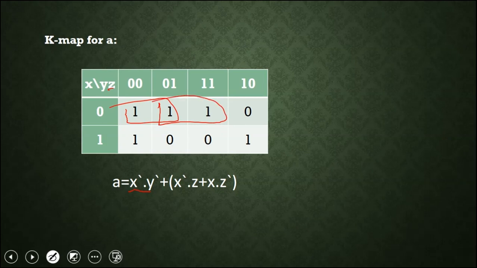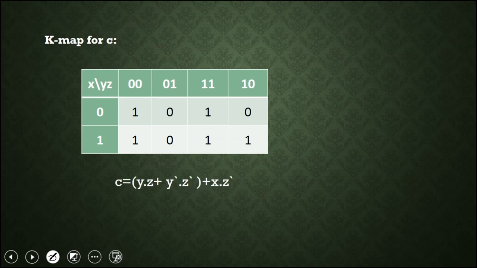Now this will be the second group. Now look for the changing bit again. In this group, it is bit Y. So the resulting logic for this group will be X complement Z. Now this is the last group for the K map for A. Now look for the changing bit in this group, which is Y. So the resulting logic for this group will be X Z complement.